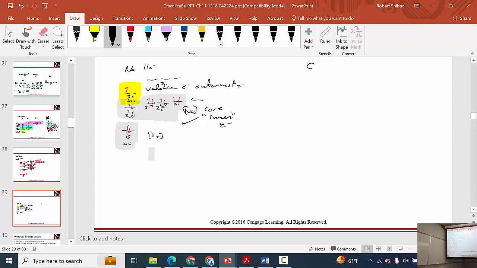All right, let's look at carbon next. Carbon has a total of 6 electrons. And so the 1s orbital holds 2 electrons. And then the 2s orbital holds 2 electrons. And that takes care of 4. And then we're going to have to go to the 2p orbitals. And the 2p orbitals will hold a total of 6, but we only have 2 more electrons. And so that's 2, 4, 6 electrons right there.